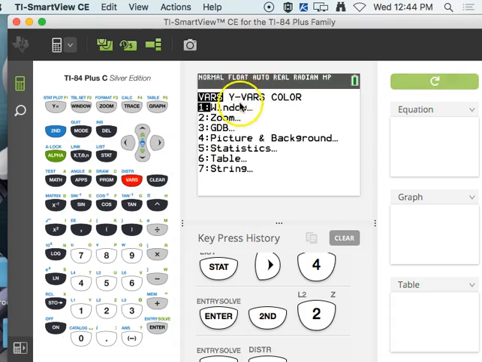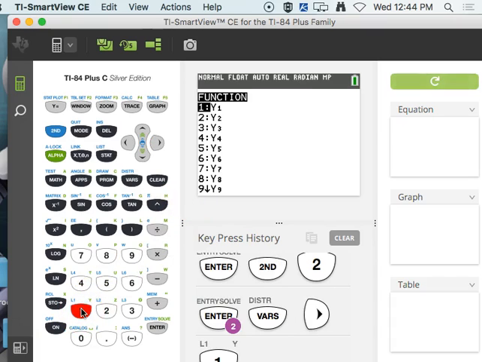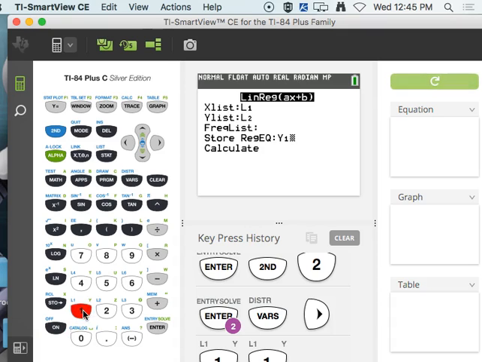Y variables. Arrow to the right once. We've been graphing functions, so we're going to pick number 1. And look at that lovely little list of all the things that we have to graph with. So I'm just going to hit number 1, y sub 1. And now we can go down and hit calculate.